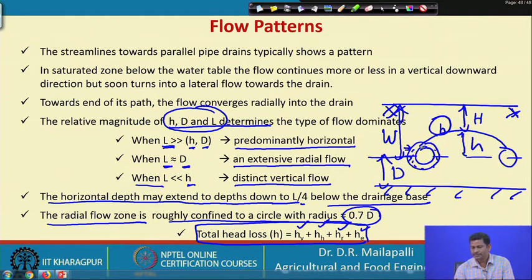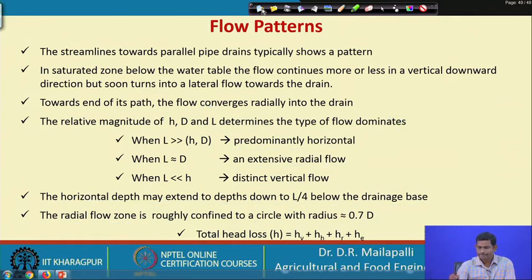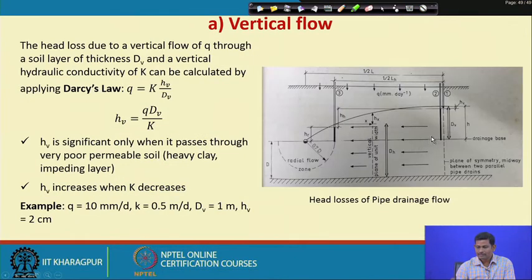So, I mean the head definitely influences the head loss due to entrance. Okay. So, with this theory, let us find out the different heads: vertical, horizontal, radial, and then entrance. So, then that comprises the total head.